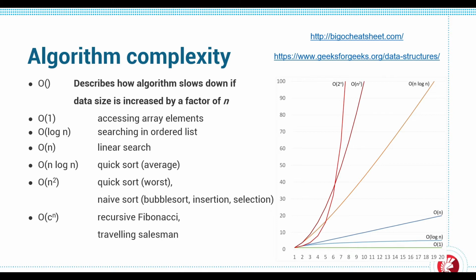Two links I would like to point out to you. bigocheatsheet.com has a nice poster listing all the different algorithmic complexities and how fast some data structures behave when you use them, while geeksforgeeks.org has a very, very good and long discussion and comparison about different data structures. Much recommended.